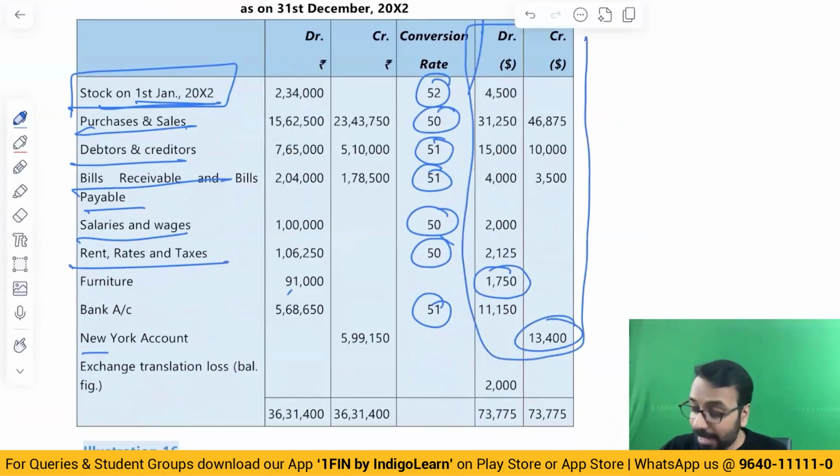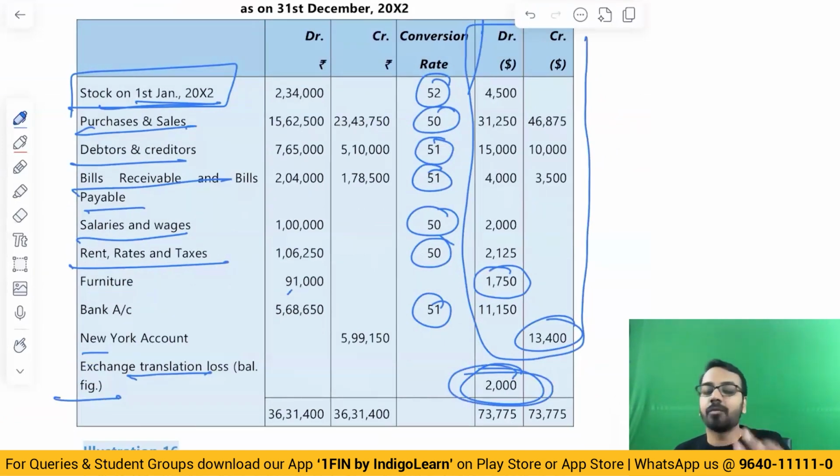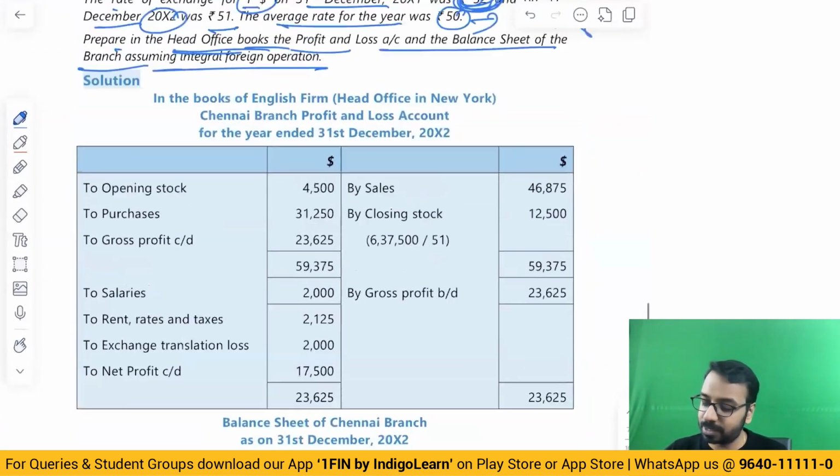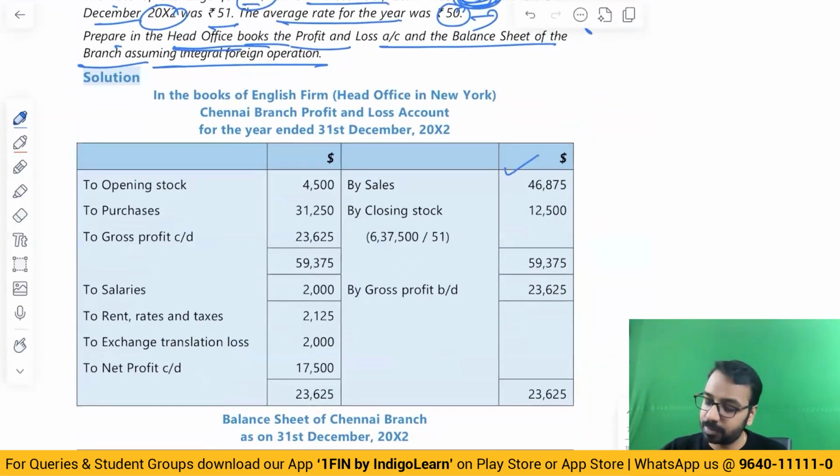All right. Now these balances, whatever is the difference, it is the exchange translation loss. Where will we take this? To the P&L, because it is integral foreign operation. Okay. Now, when you prepare the P&L and balance sheet, it is very simple. Sales, closing stock, why 51? Because this is the date on which the rate has been decided. The closing stock is decided on this date.